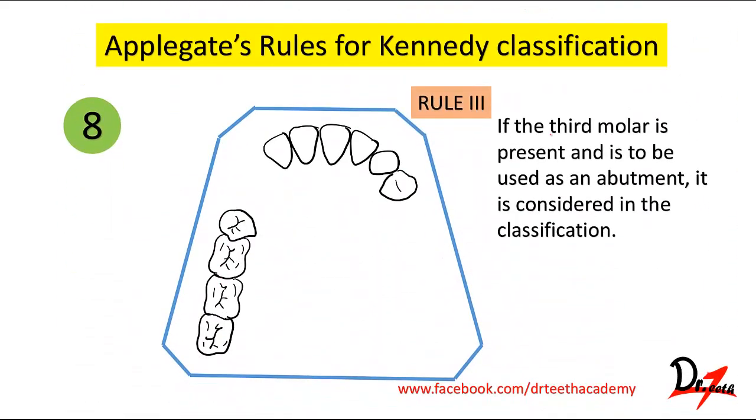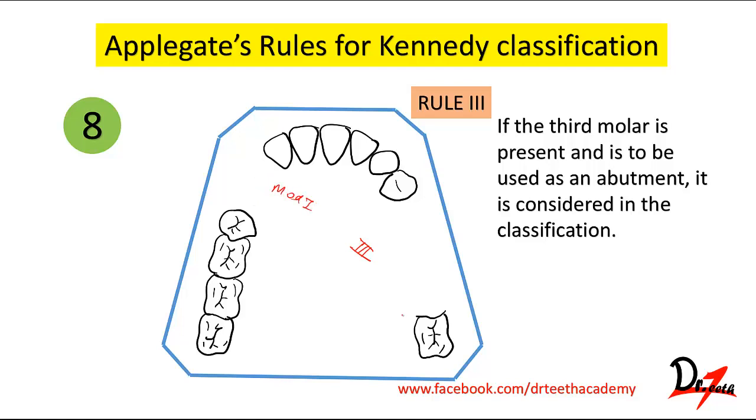Rule 3. If the third molar is present and is to be used as an abutment, it is considered in the classification. Here you see the third molar is present and you have to use it as an abutment, so you consider it in the classification. Now you find here it is class 3 and you have one space here, so it is modification 1.